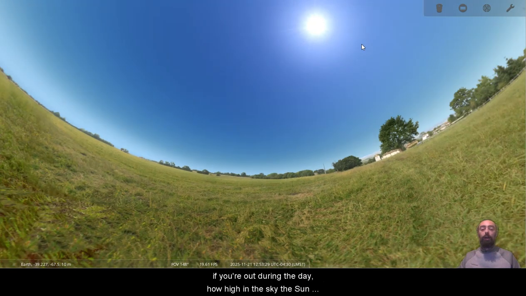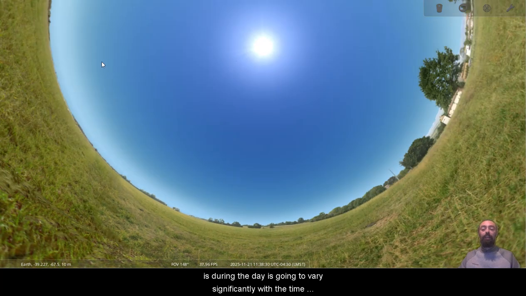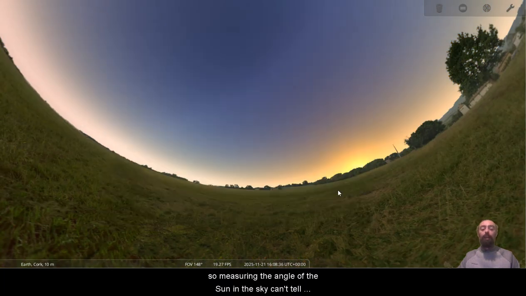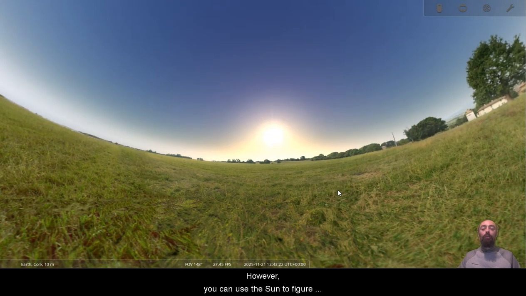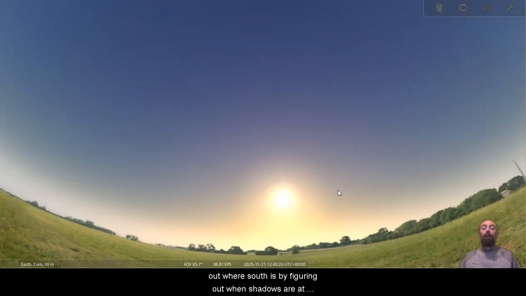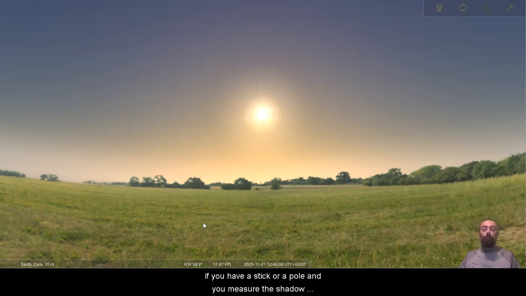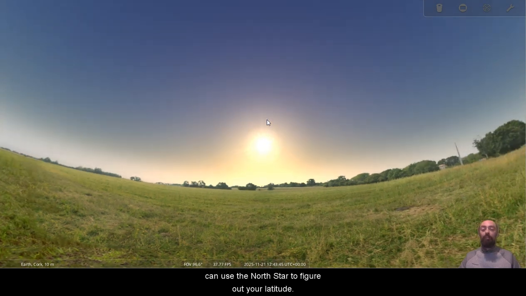Of course, if you're out during the day, how high in the sky the sun is during the day is going to vary significantly with the time of year as well as your location. So measuring the angle of the sun in the sky can't tell you your latitude. However, you can use the sun to figure out where south is by figuring out when shadows are at their shortest. If you have a stick or a pole and you measure the shadow so that you can see when the sun has reached its peak, the shadow will be directly opposite the south. So you can use the sun to figure out where south is, but you can't use it to figure out your latitude the way you can use the North Star.